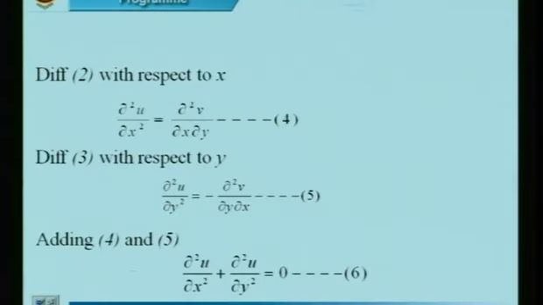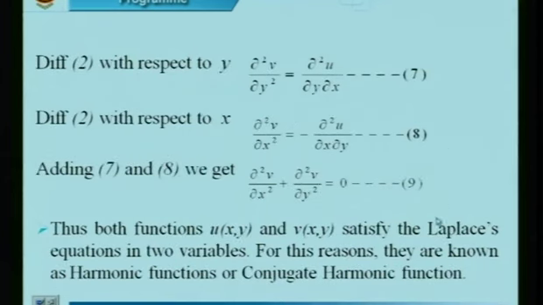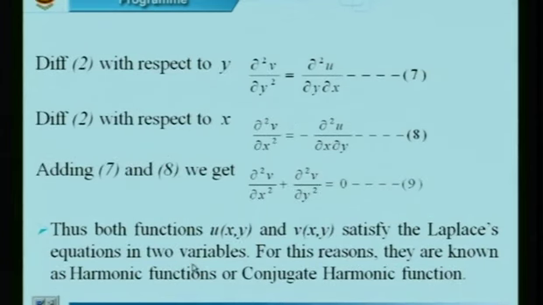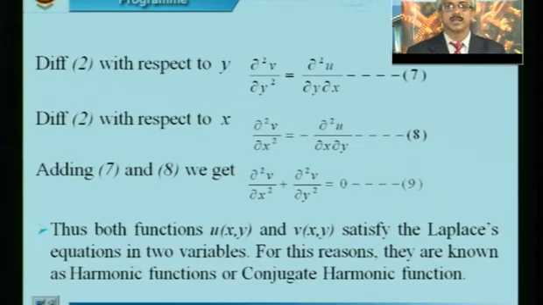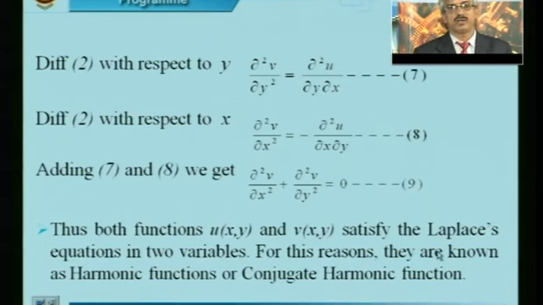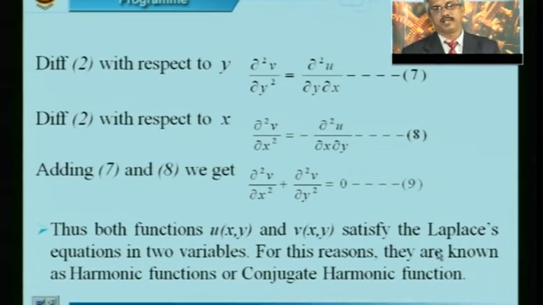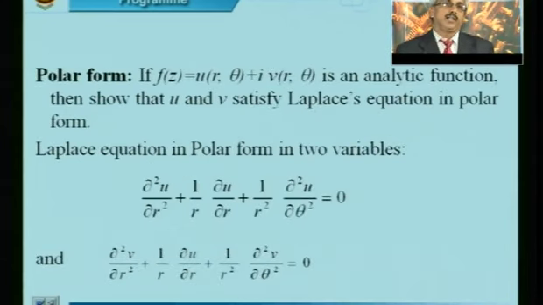Therefore, both functions u(x, y) and v(x, y), that is the real part and imaginary part of a complex function, satisfy the Laplace equation in two variables. For this reason, they are known as harmonic functions or conjugate harmonic functions of a complex function.